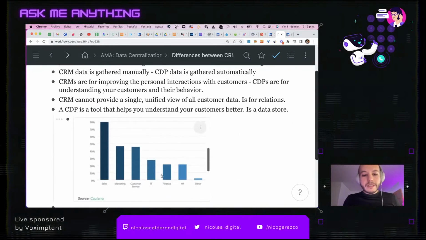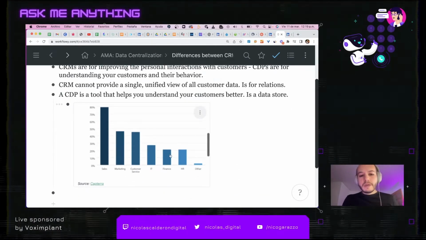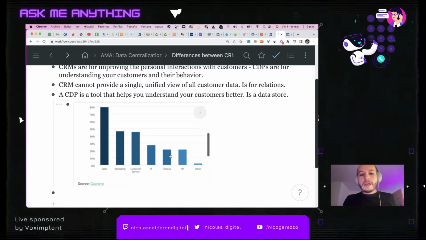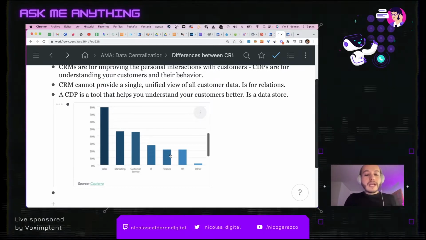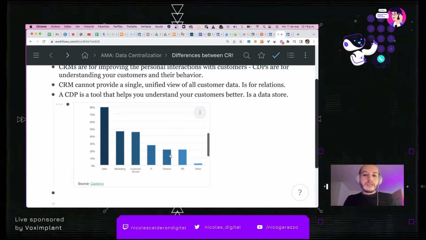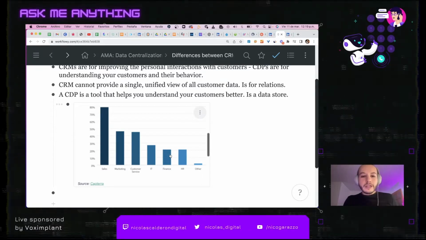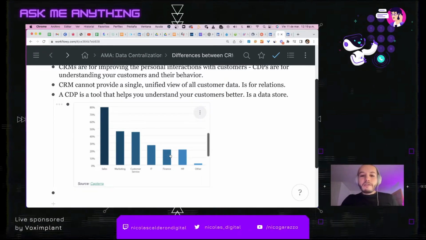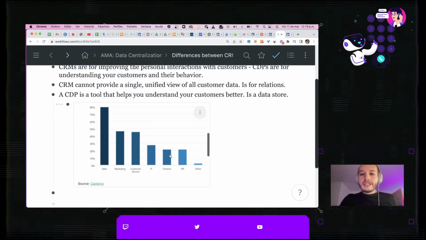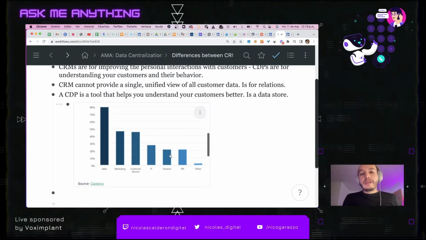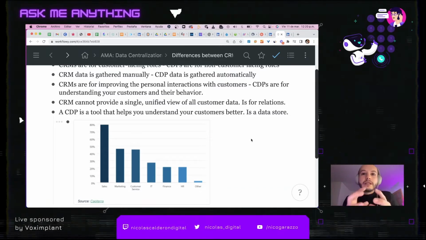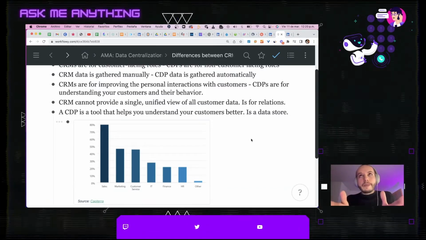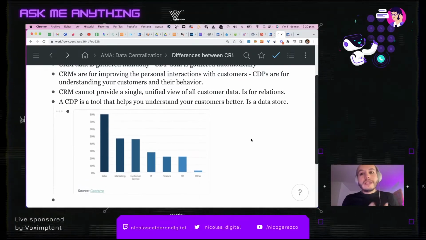So this image is from Capterra, and it states the usage of the CRM by team. So you can see the sales is the first team that is using the CRM a lot, then marketing, then customer service, then you have IT, finance, and HR. Maybe IT and finance would be better off if they had this CDP. Now you can see where the need in the market for the CDP is.